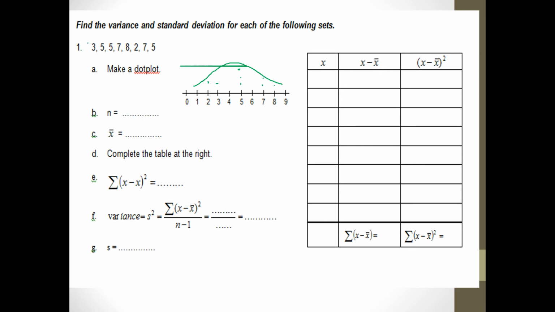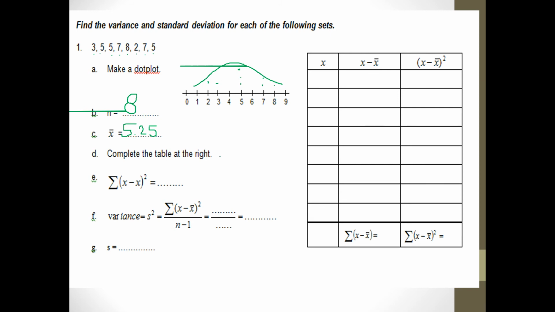Okay, so N. N is the number of data points. I'm going to count 1, 2, 3, 4, 5, 6, 7, 8. So N is going to be 8. X bar is when I take all the numbers and add them together. It doesn't matter if I put them in order for this. I only have to put them in order for the median. So I'm finding the mean, and it doesn't matter if it's in order. So I'm going to do 3 plus 5 plus 5 plus 7 plus 8 plus 2 plus 7 plus 5. And that's going to give me 42. I'm going to take 42 and divide by 8, and that's going to give me 5.25.